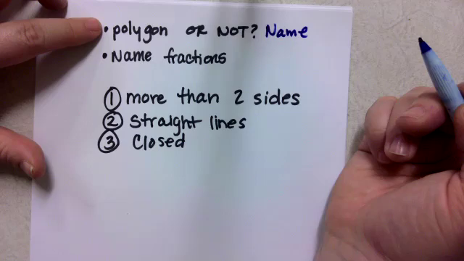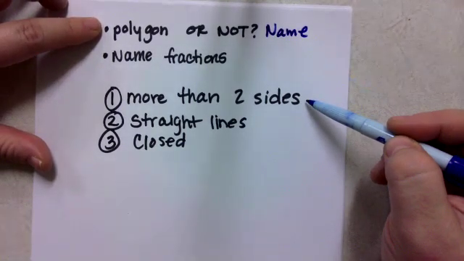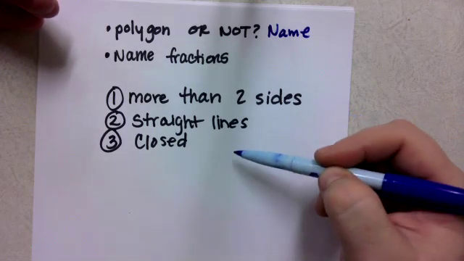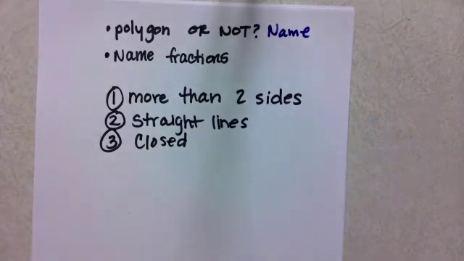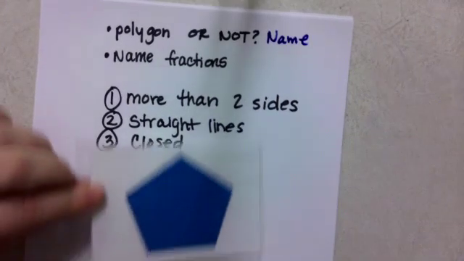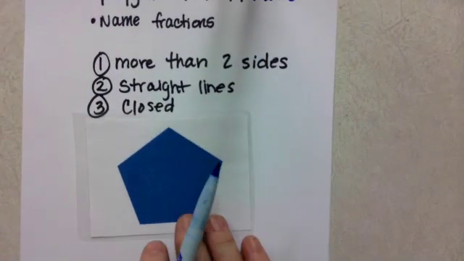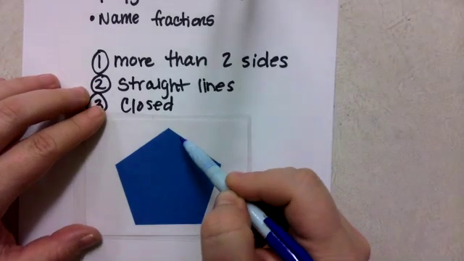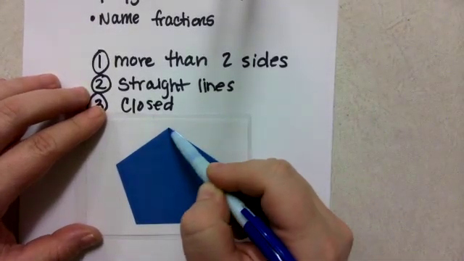Starting with our polygon or not, display and talk through what does it mean to be a polygon. More than two sides, made of straight lines, closed. And then as you talk through as a group, you might show your first polygon card. Polygon or not? Yes. Now to be able to name it, we have to ask ourselves how many sides and how many angles. And it might be helpful even to use a dry erase or a vis-a-vis to count.